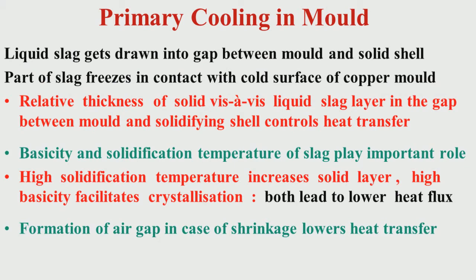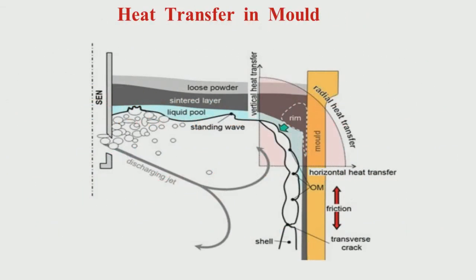Then I mentioned that when solidification starts in the mold, we call it primary cooling in mold. How does it happen? Liquid steel gets drawn into the gap between the mold and the solid shell, and this part of the slag freezes in contact with the cold surface of the copper mold. I am trying to show with an image what is happening in the mold.